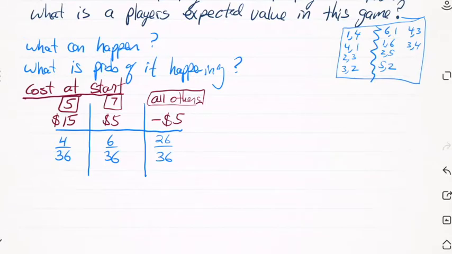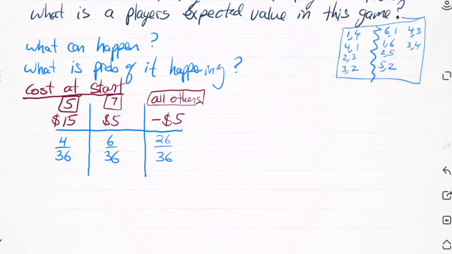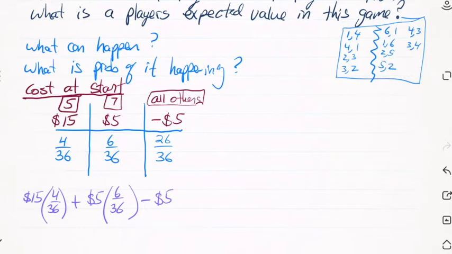All right, so the next step of expected value is really easy. I'll do it in purple. You take the amount of money you can win, and you multiply by its probability. And then you add it on to the next amount of money you could win, and you multiply that one by its probability. And then lastly, it's going to be the amount of money you're going to lose if you don't roll a 5 or a 7, times the probability of you actually losing.